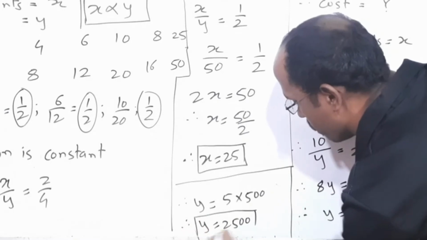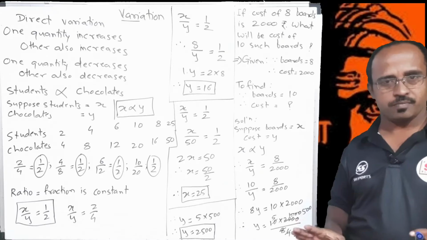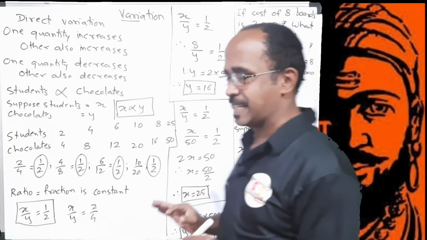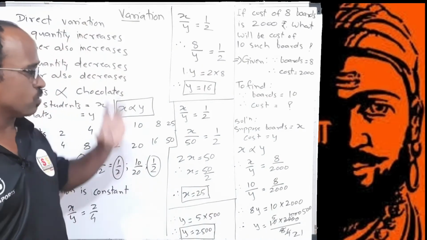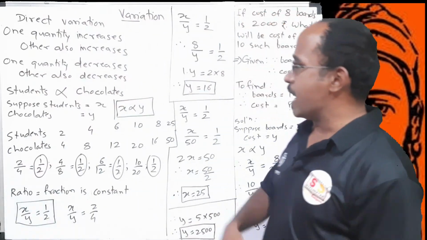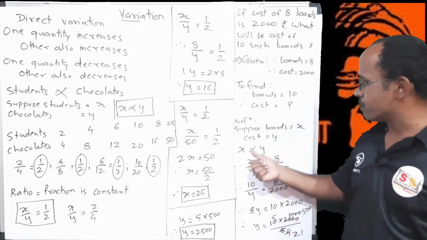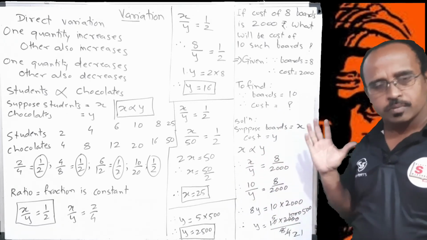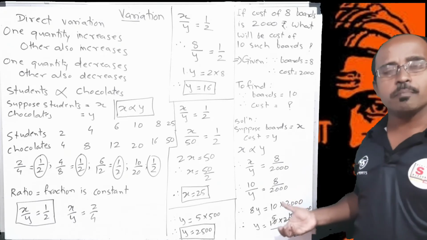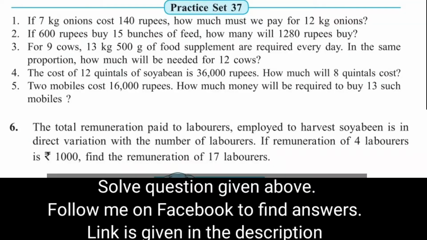So cost of 10 boards is equal to 2500. See, boards increased 8 to 10. Cost increased from 2000 to 2500. Got it? So students, the idea, the concept, the technique to solve the variation is: first, identify two quantities. Second, identify the variation between the quantities. Third, write the equation of the variation and replace the values to find out the final answer. Okay.